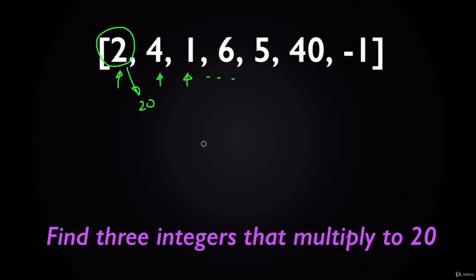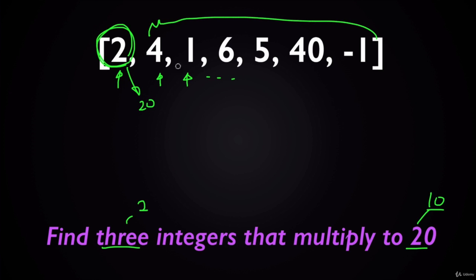Another idea I have is to use the solution to the problem of finding two integers that multiply to 20. Maybe I can somehow use that as part of the solution to the problem of finding three integers that multiply to 20. So perhaps what I can do is look at the first number, for example, 2. Then I can ask myself, if I look at the rest of the array, is there a pair of numbers that multiply to 10? Because 10 and 2 together would multiply to 20.